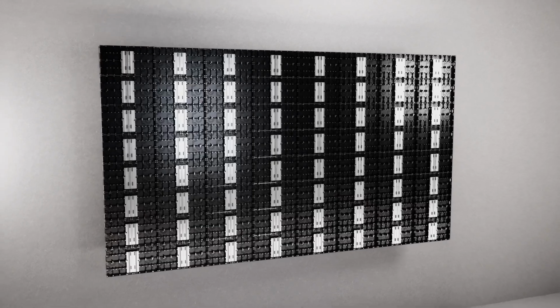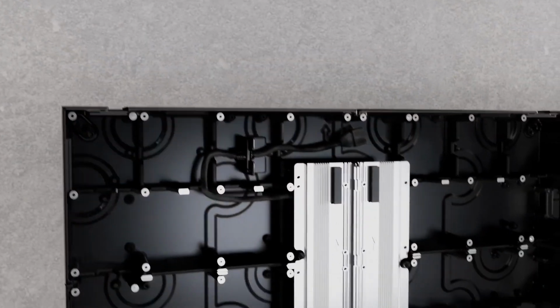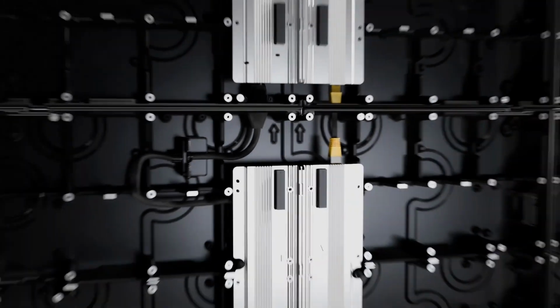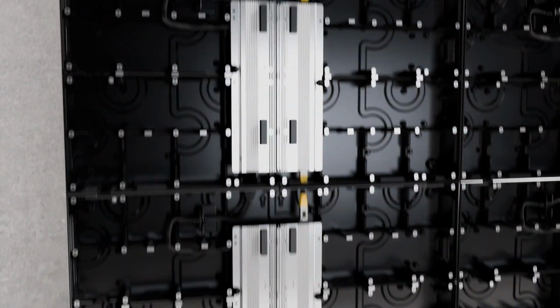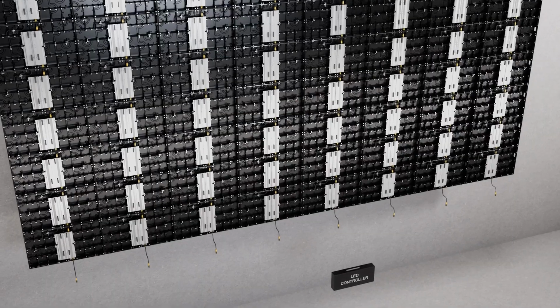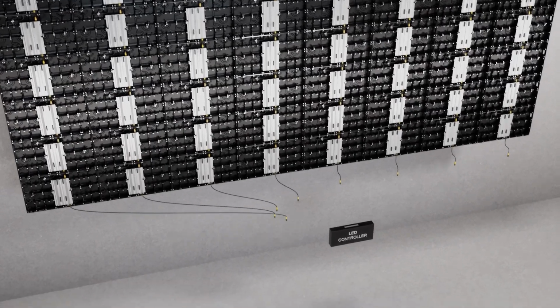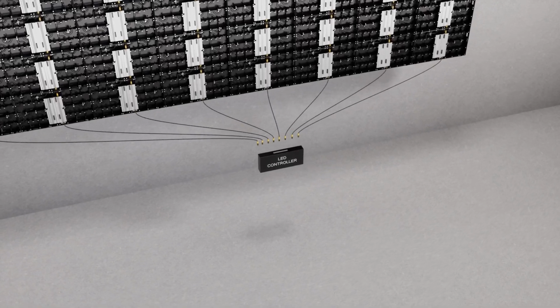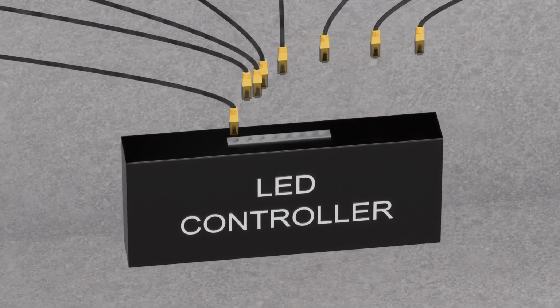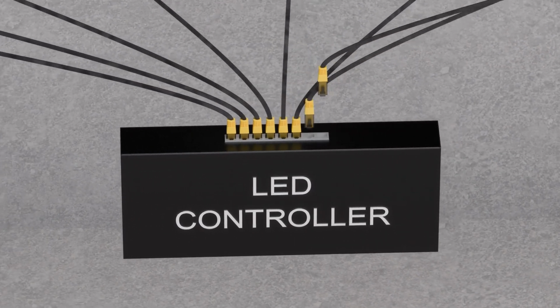Once cabinets are firmly secured, link power and network cables between each cabinet. Columns are connected using short network cables and built-in short power cables. Connect each column's network cable to the output of your LED controller, following the left to right order. Column 1 goes to output 1, column 2 goes to output 2, column 3 goes to output 3, and so on.